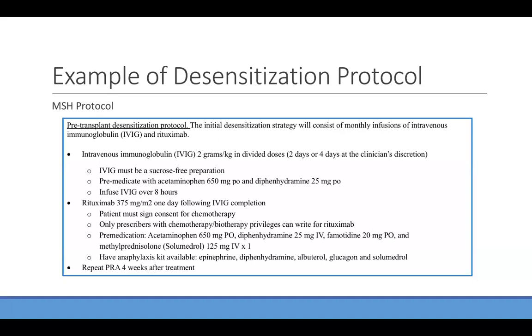Following our desensitization, we always need to repeat our panel reactive antibody to ensure that our desensitization strategy is working. If not, we'll need to come up with a new plan and maybe try some new agents.